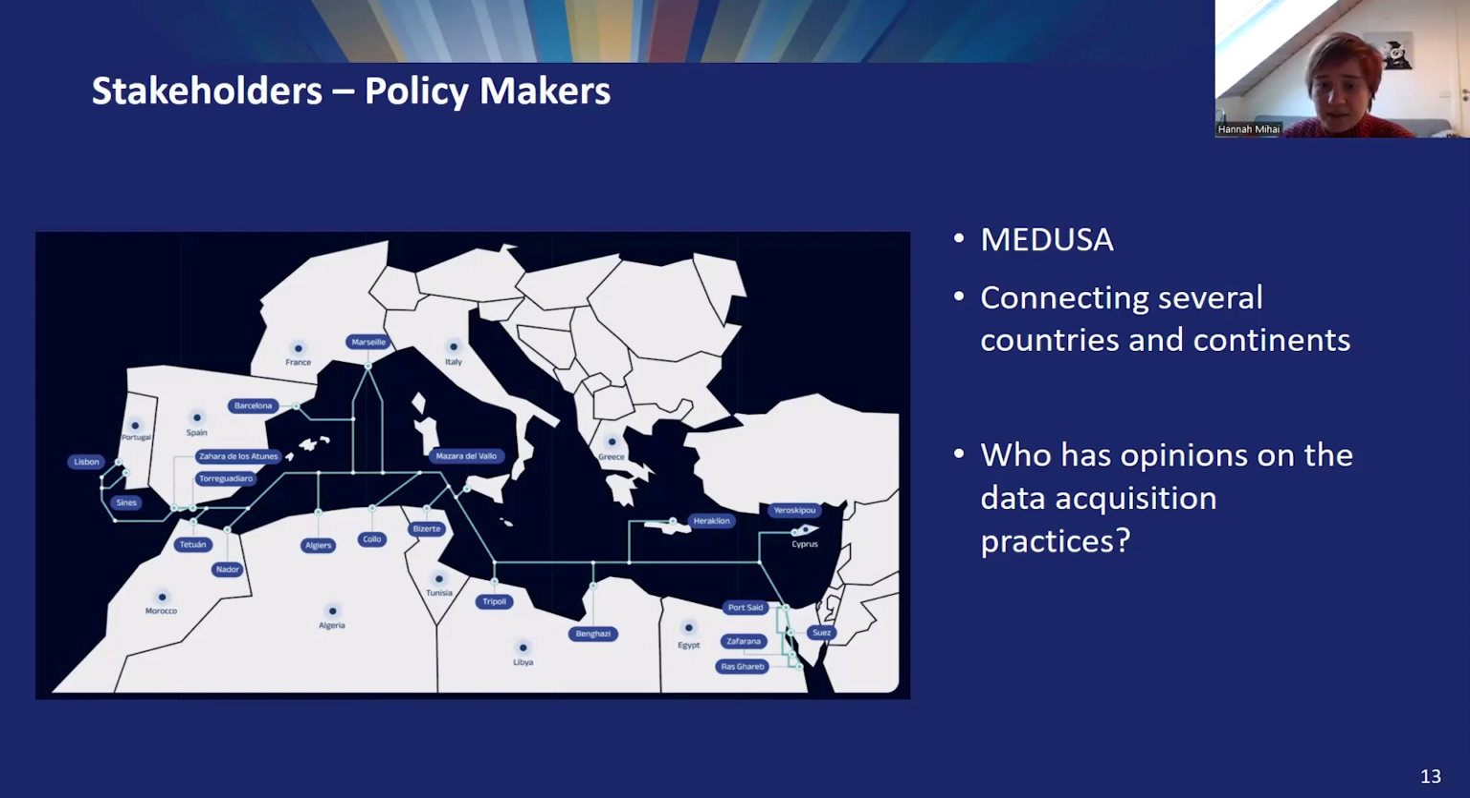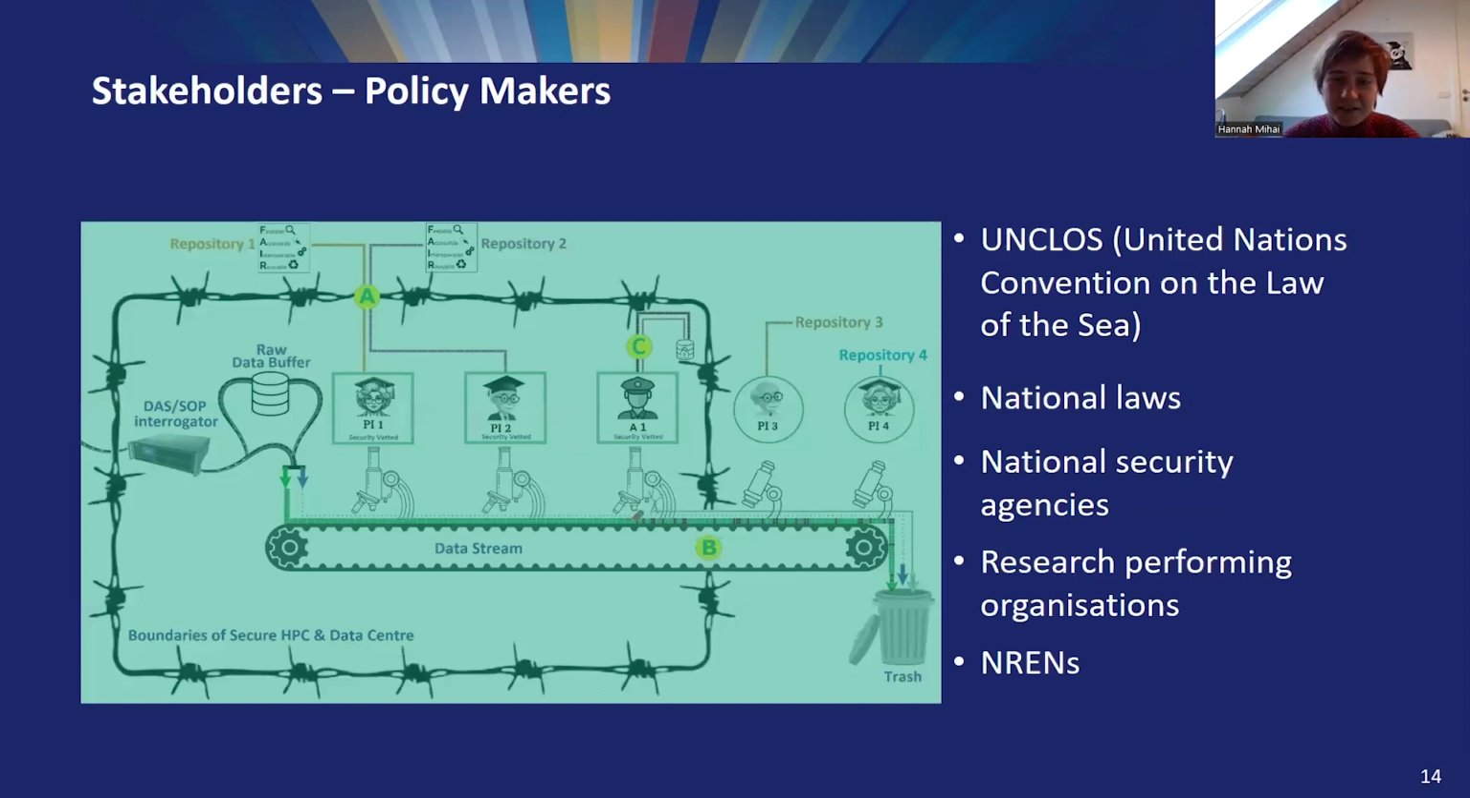This cable system connects the Mediterranean Sea, the Atlantic, and the Red Sea, and it drops off in multiple countries and continents. This means that we have a lot of different national agencies, like national security agencies or NRENs, and different research organizations that have their own opinions on data acquisition practices. And just to show this, the policymakers are influencing the entire ecosystem. And these opinions should be getting organized in a policy framework.